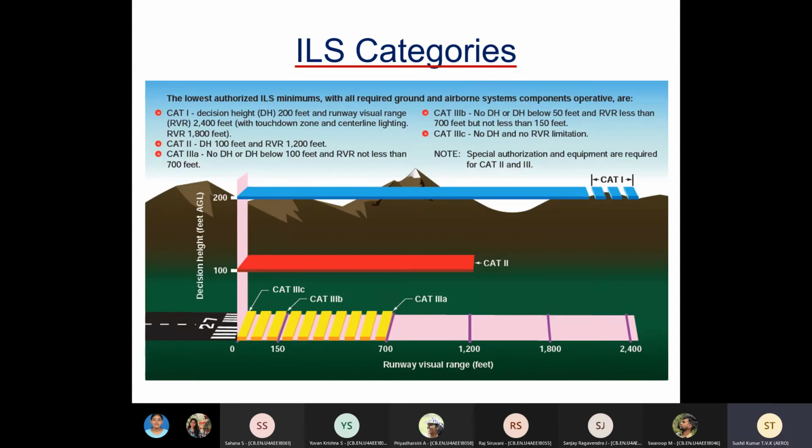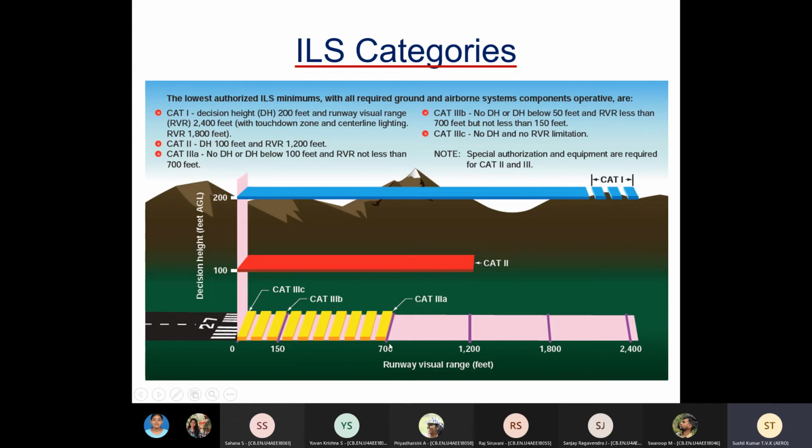Next class we'll start with ILS. Again, a recap. There are three types of ILS categories. Cat 1 is defined by the decision height above ground level and runway visual range, up to 2,400 feet. These are the limits of Cat 1. If you go to Cat 2, it will take you down to 100 feet decision height, and at a range of approximately 1200 feet.